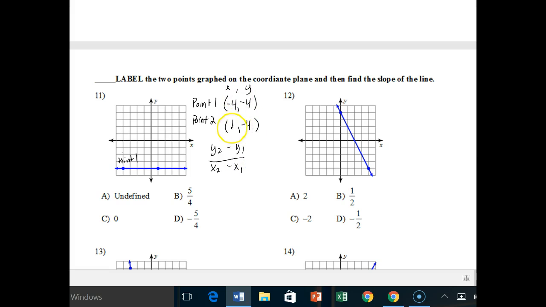Now it doesn't matter which one you put as y2 or y1, it just matters that you keep them in that order. So I'll just label this one x1, y1, and this one x2, y2. So negative 4 minus negative 4 over negative 4 minus 1 equals, plus positive plus negative, 0 over negative 5, and we know when it's 0 over a number, it's a 0 slope. We could also make a z out of this graph, right?